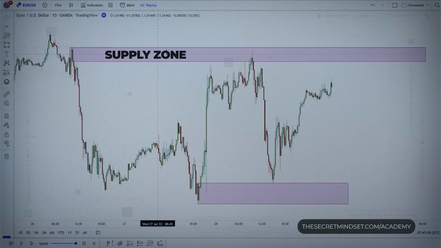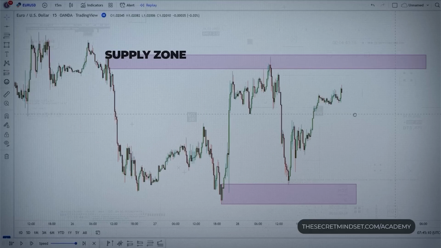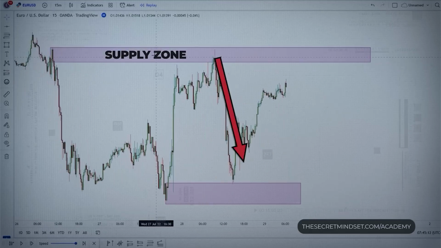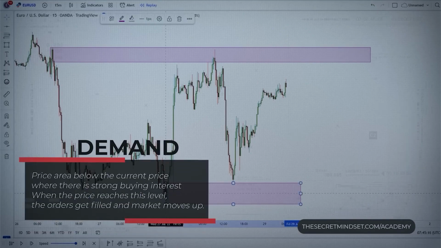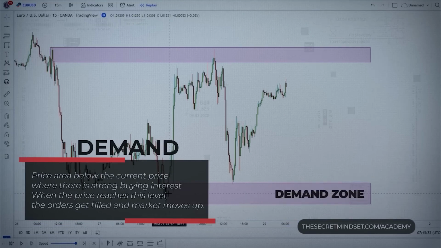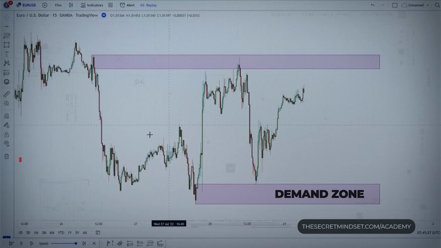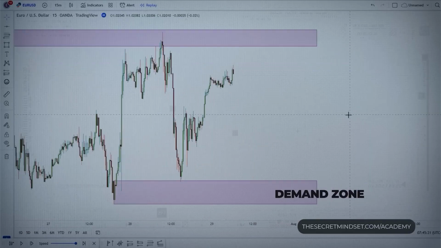This is a supply zone where many sellers are located. You'll find a lot of selling pressure in this zone, so the prices get rejected. A demand zone is a price area below the current price where there is strong buying interest. This is a demand zone where many buyers are located. There's buying pressure in the zone, so prices will likely advance after reaching it.